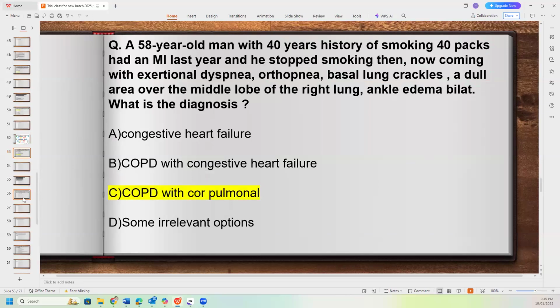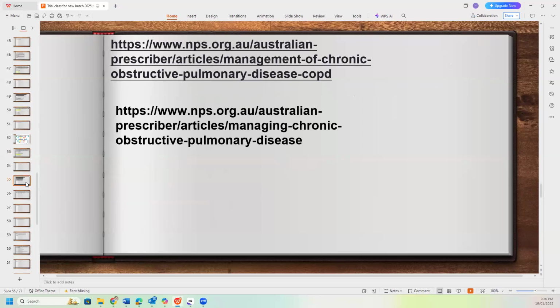Any confusion in this question, guys? It's pretty straightforward. When you have chronic obstructive pulmonary disease, it causes right heart strain, which leads to congestive heart failure. Most common congestive heart failure is with COPD. Basal lung crackles can be present in chronic obstructive pulmonary disease. If you have bilateral pitting edema, then you should always think about right-sided heart failure. It doesn't happen in left-sided heart failure.